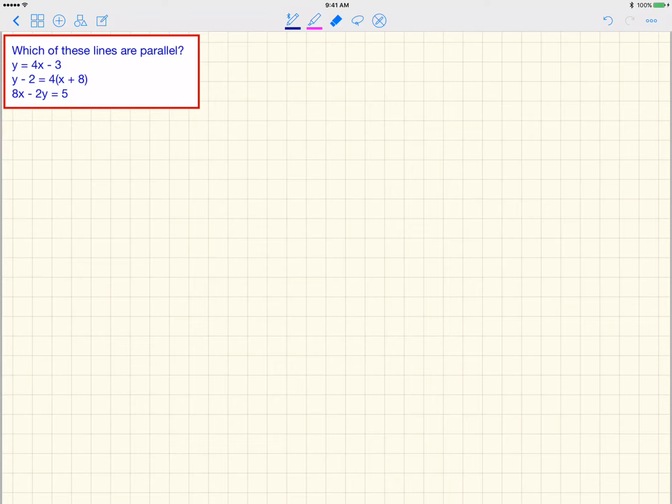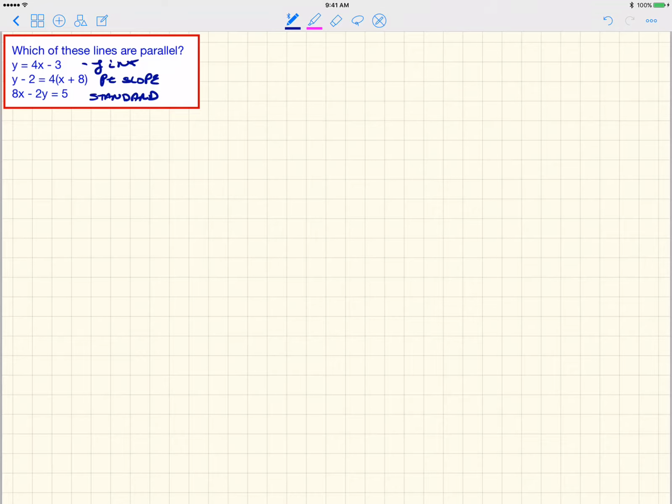We have y equals 4x minus 3. This is in y-intercept form. The second one is y minus 2 equals 4 times x plus 8. This is in point slope form. Point slope, not slop, but slope point. And then the last one is in standard form, ax plus by equals c.